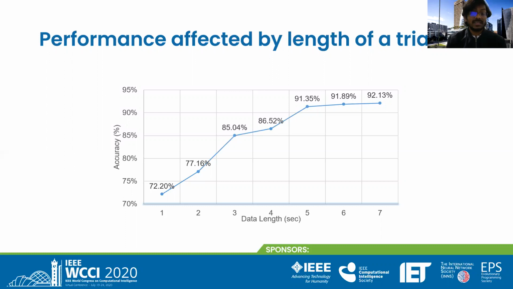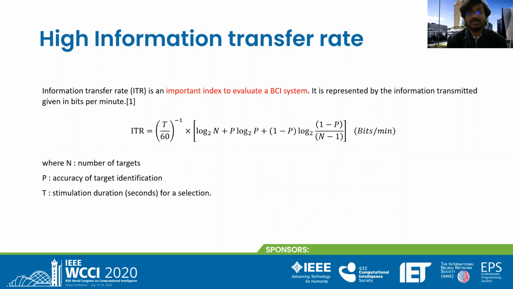So that's where more research and more machine learning work is required to improve this data length requirement. Usually we measure this in terms of information transfer rate. For those who don't know, it is a measurement of how many bits per minute of communication is possible using a BCI system. And like you see here, it highly depends on the accuracy, of course, and the most important part is the stimulus duration in seconds for selection of that object using the BCI paradigm. In this case, it's SSVEP.